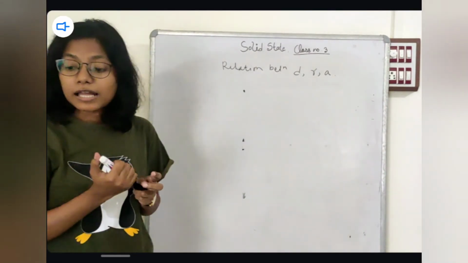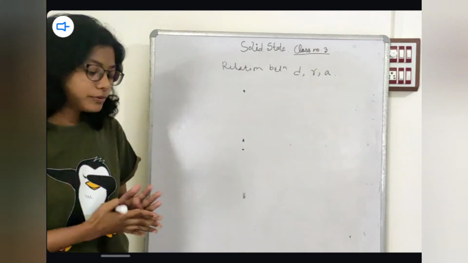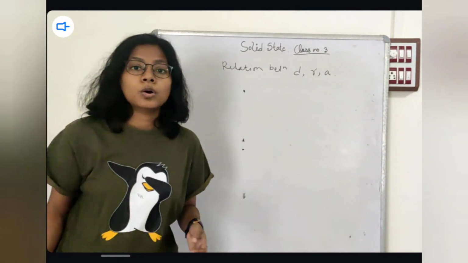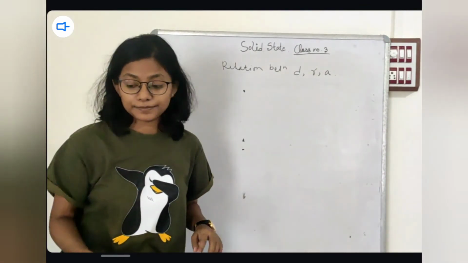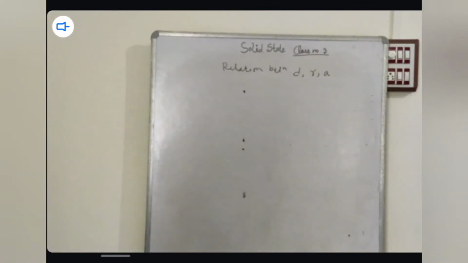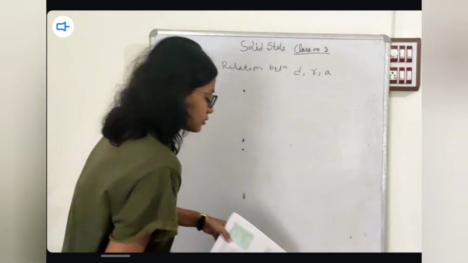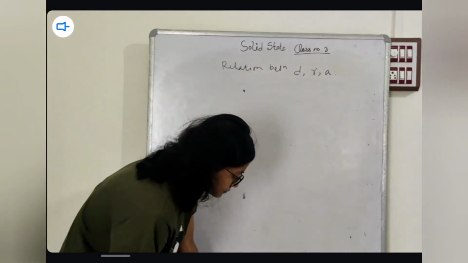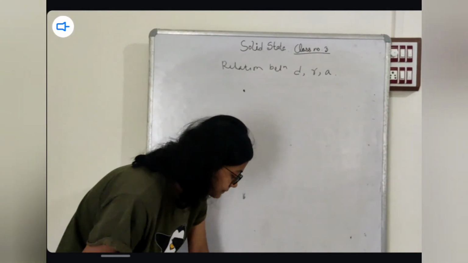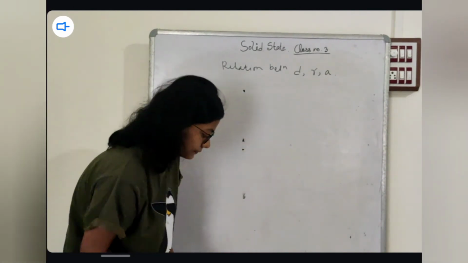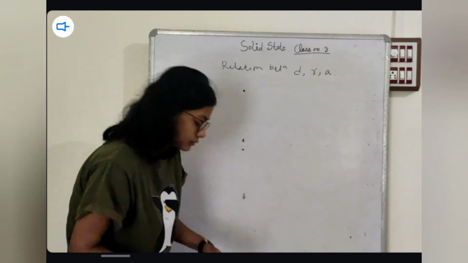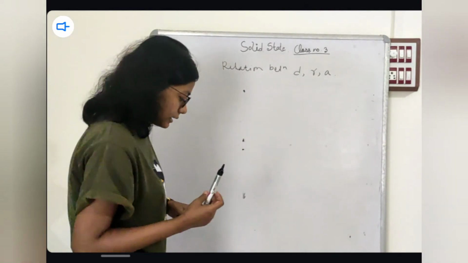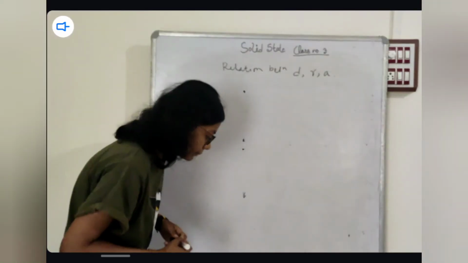Okay. Then now I have given you a photo, right? A photo of some questions. I have uploaded some questions. Now we will try to solve these questions. First question says that a cubic solid is made up of 2 elements.